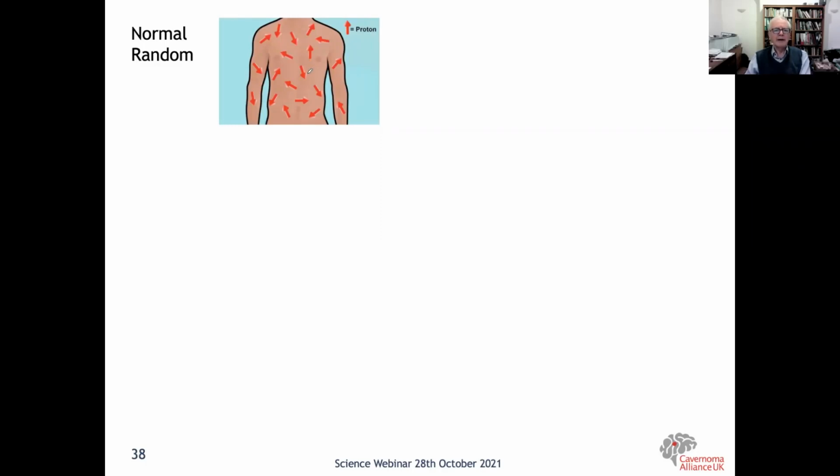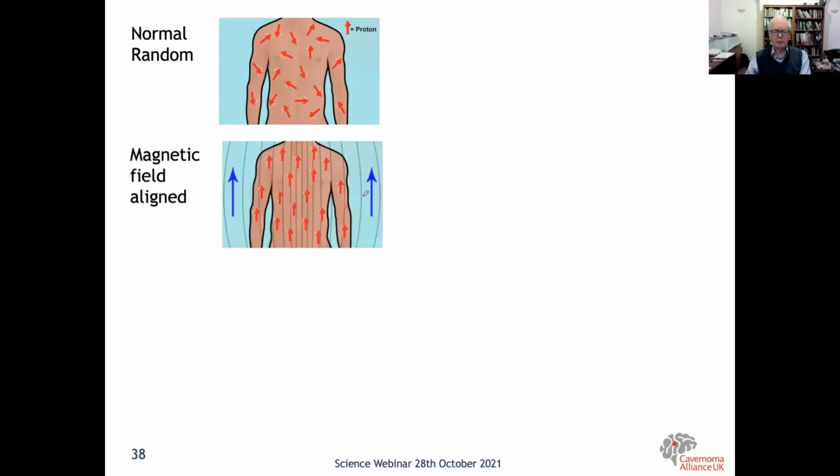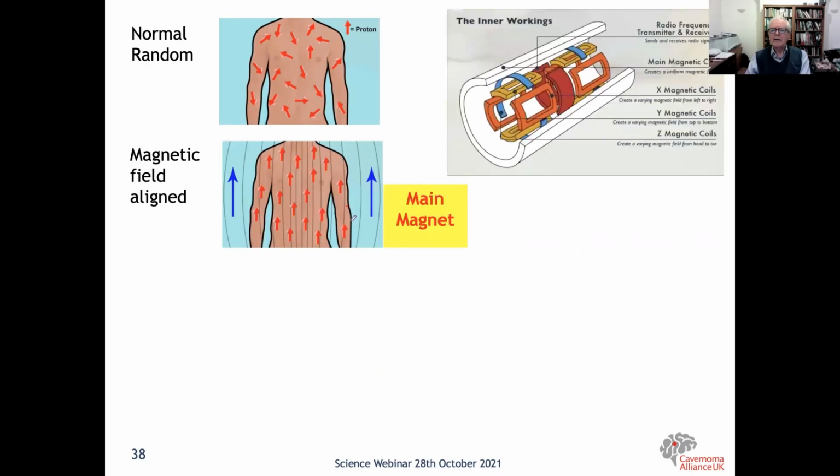Now, if you go into the scanner and you then have a large magnetic field put on by the main magnet, as I'll show you in a minute, then the spins all line up in the direction of the main magnet. And here is the structure inside a scanner. The main magnet is a massive coil. That's this white thing here. It's a circular coil, like I showed you earlier. It's got many thousands of turns. It runs all the way along the length of the MRI, and it takes a large current, and it generates a very large magnetic field.